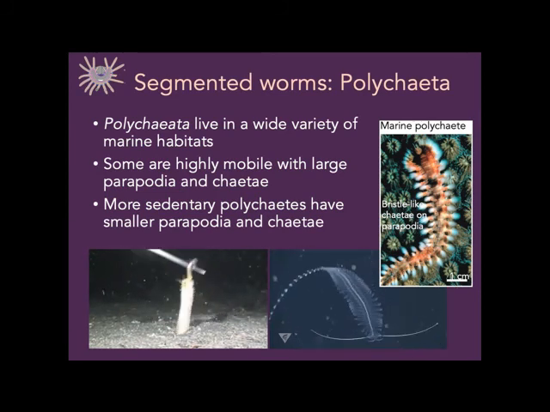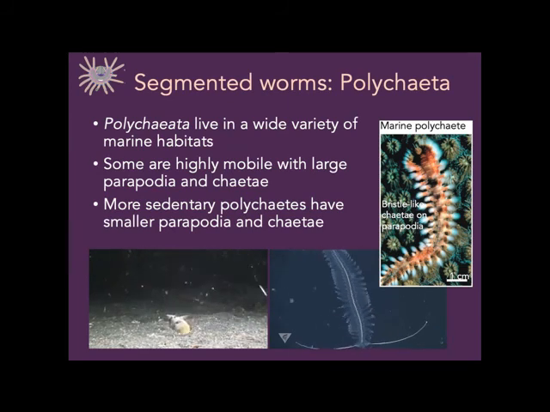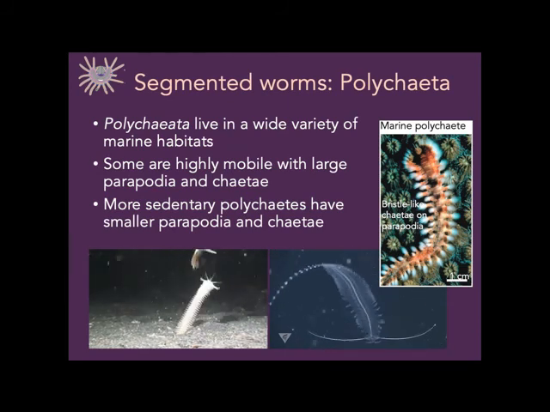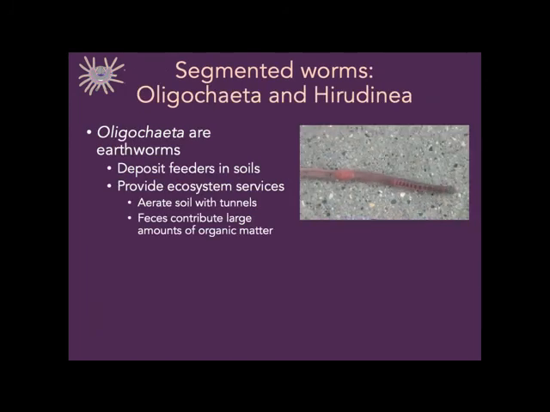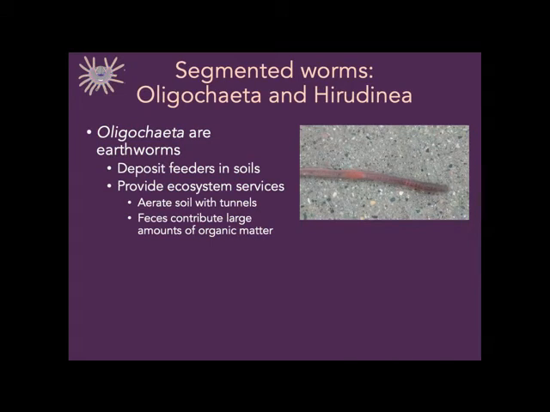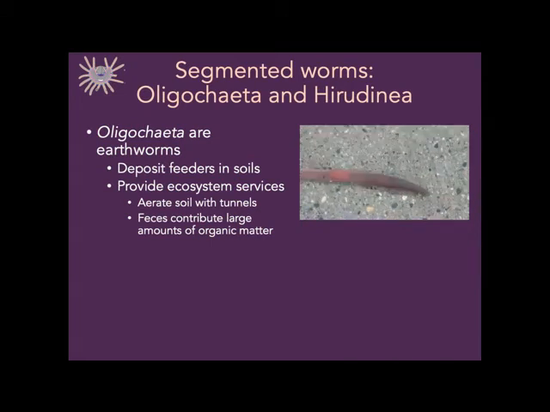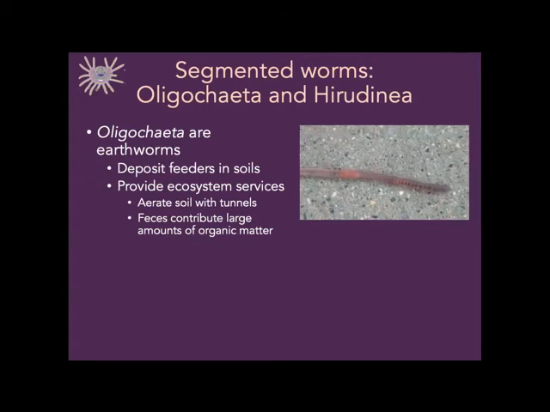All right, the next group of annelids are the oligochaetes. These are the earthworms. So they are deposit feeders in soil, and they do all sorts of ecosystem services. Like they aerate soil with tunnels, and then as they poop, the feces contribute large amounts to the organic matter in the soil. And then the third group are the hirudinea, which are the leeches.